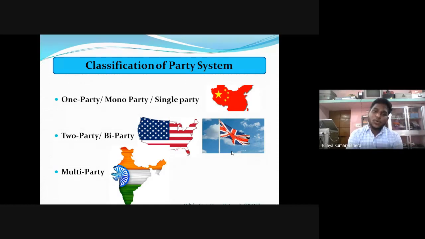Multi-party system means where there are more than two political parties. More than two political parties are there, that is known as multi-party system. For example, India. Is the meaning clear? I think the meaning is clear.